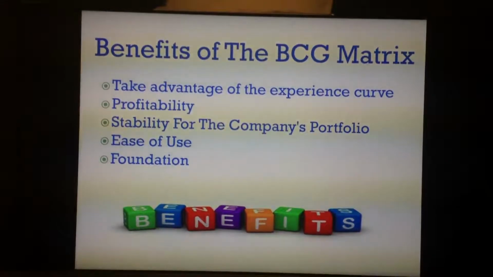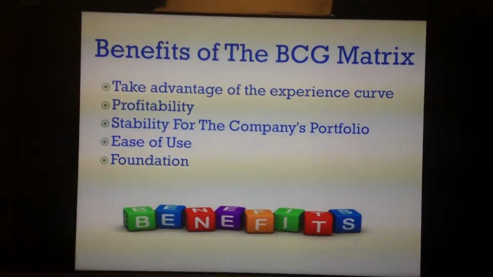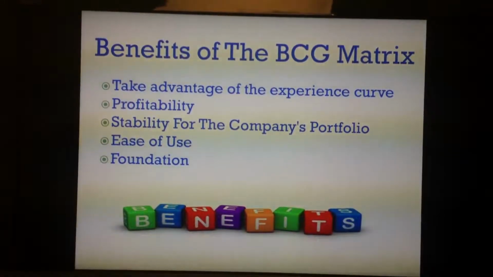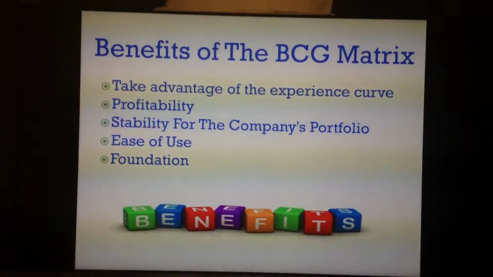There are other benefits or uses of the BCG matrix. Thanks to the BCG matrix, companies are capable of utilizing the experience curve to their advantage. With the use of the matrix, a company should be able to manufacture and sell new products at a selling price that may be low enough to receive early market share control. Once the product reaches the level of a star, it is certain to be quite profitable in the near future.